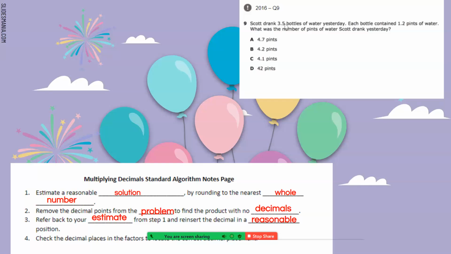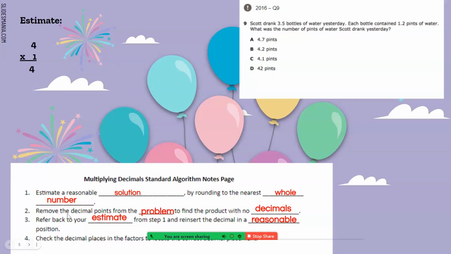Scott drank 3 5/10 bottles of water yesterday. Each bottle contained 1 2/10 pints of water. What was the number of pints of water Scott drank yesterday? So our first step is to estimate. So we're going to change this to 4 and change this to 1. Ooh, that's hard to estimate. 4 times 1 is 4. So our answer should be close to 4. Now I'm looking over here at these. All 3 of these are pretty close to 4 except for this one. So right away I know D is not the answer.